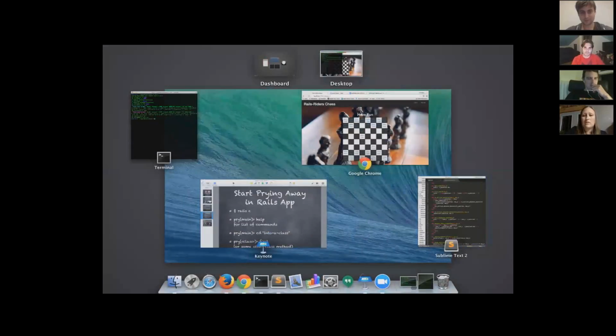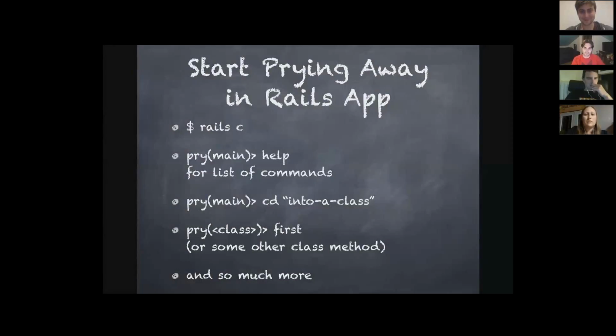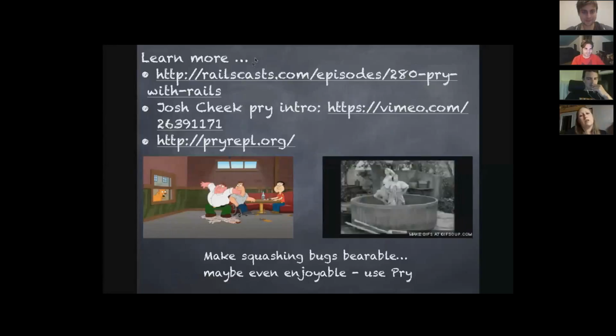Let me go back to the presentation here and show you some of the places where you can learn more. There's a Rails cast for this that's really good, so that is the link. It's episode 280. Josh Cheek has a Vimeo video that's an introduction to Pry, and it's really good. And then there's obviously pryREPL.org, and it has links for all the wiki and the documentation. So I guess if there's any questions, I'll try to answer those now.